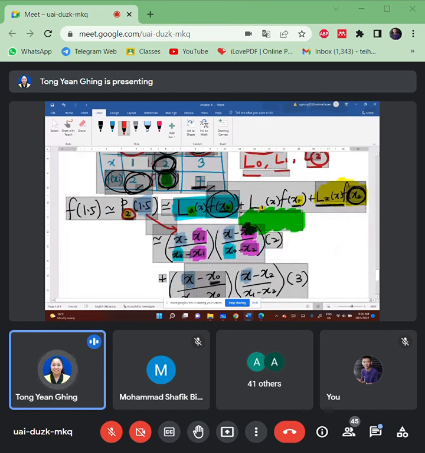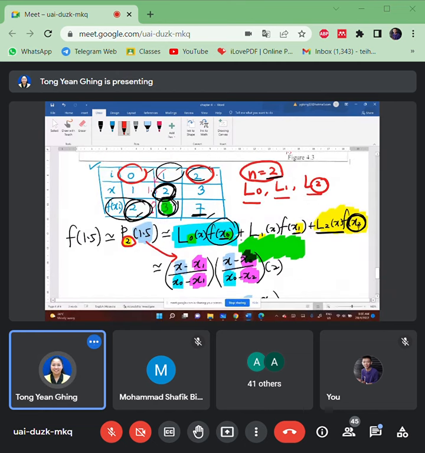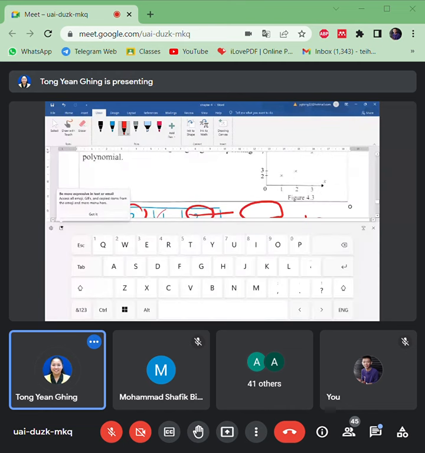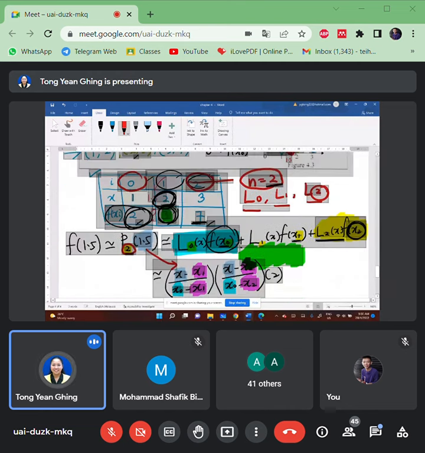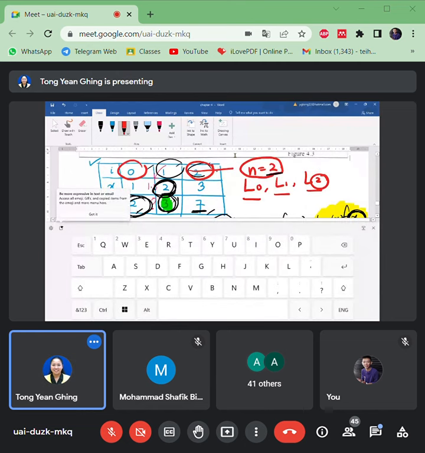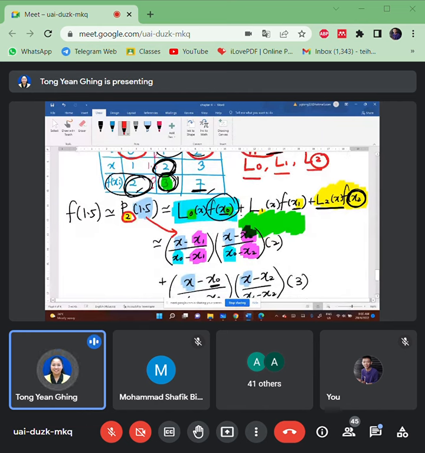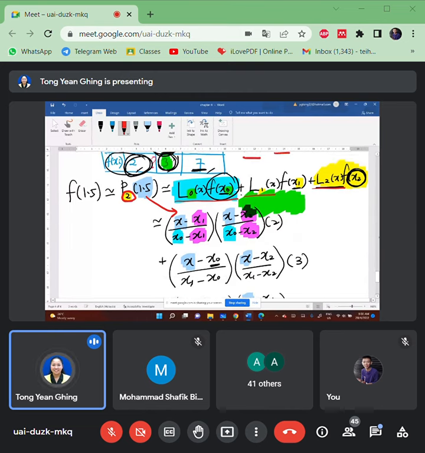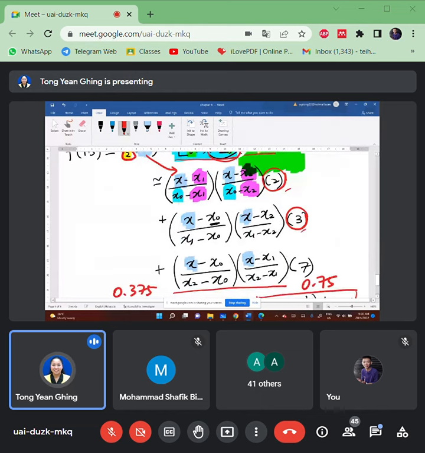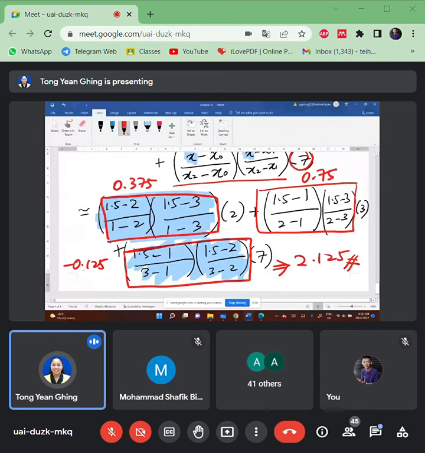So now you know because n is 2, you have to do L0, L1, L2. Then you times with the value of y, when x is x0, when x is x1, when x is x2, and then get the answer. So this is the Lagrange interpolation. Okay? So far, no problem, right?